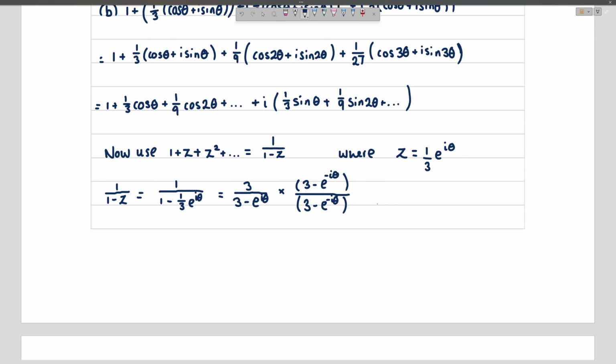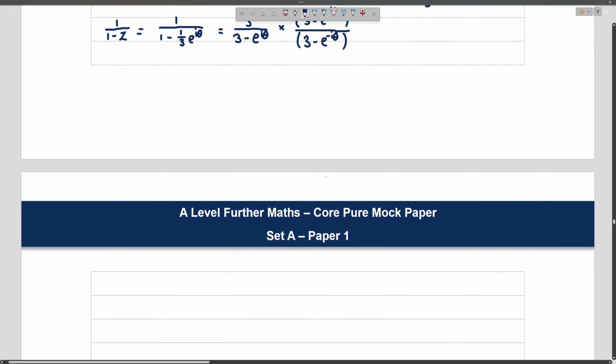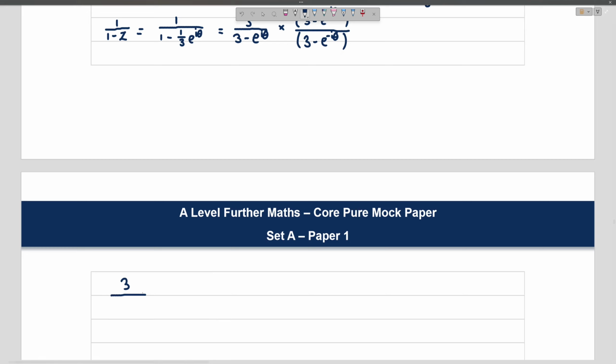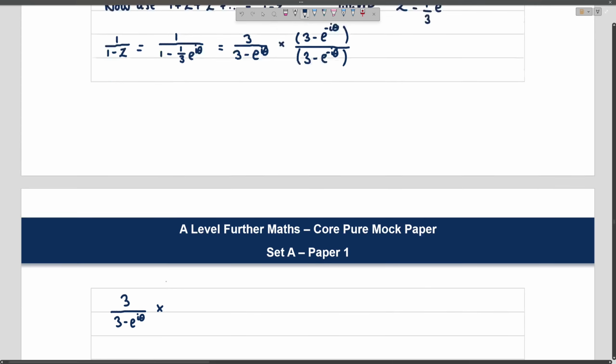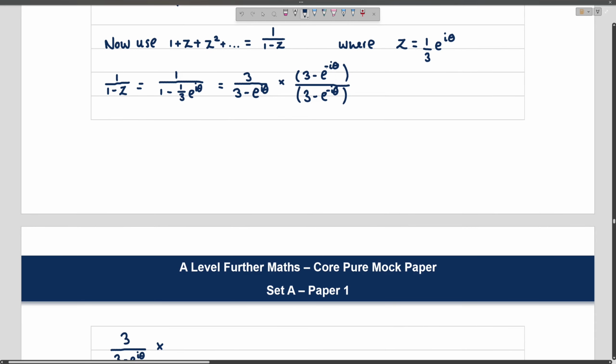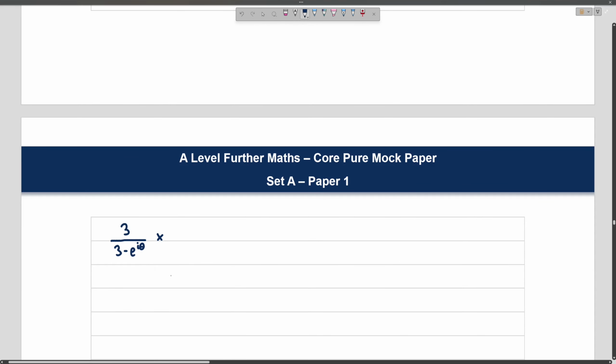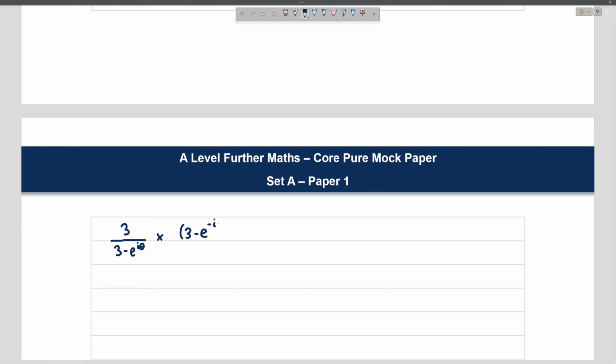Unfortunately, I'm going to run out of room on this page. Let's just scroll down then, which is a little bit annoying because I want this result here. So let me just quickly rewrite this. As I said, very annoying, but doesn't really matter too much. So 3 over 3 minus e to the I theta. We times this by the complex conjugate, which is 3 minus e to the power of minus I theta. So I get 3 minus e to the minus I theta, and the same again with the denominator of 3 minus e to the minus I theta.